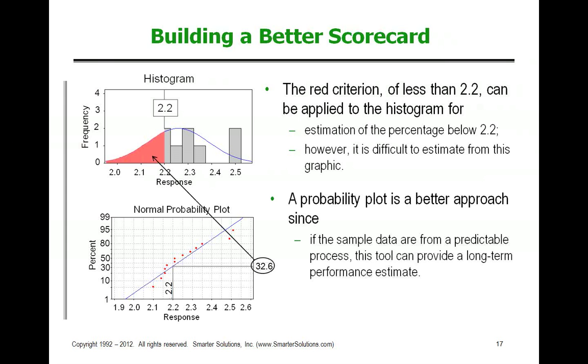And that area, if I come up from the x-axis of 2.2 and over, I get a value of 32.6, which represents the area of the curve. So we conclude about 32.6% of the time is going to be below 2.2.